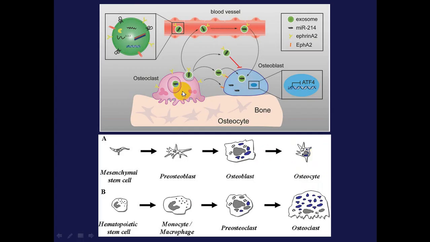And then how about the osteoclast? Osteoclasts originated from the hematopoietic stem cells, and these hematopoietic stem cells will differentiate into macrophages, and then these macrophages will proliferate and differentiate in bone into young osteoclasts or pre-osteoclasts. These pre-osteoclasts will differentiate into mature osteoclasts. These mature osteoclasts will have more nuclei and also more organelles.